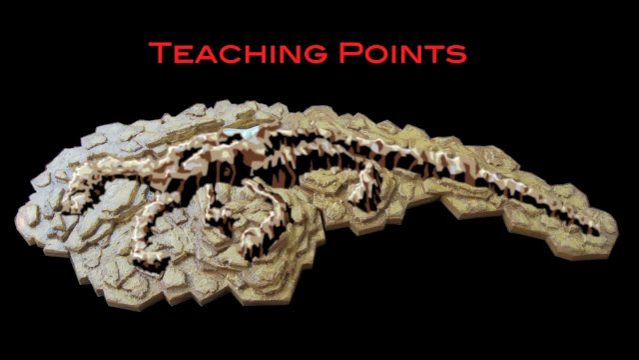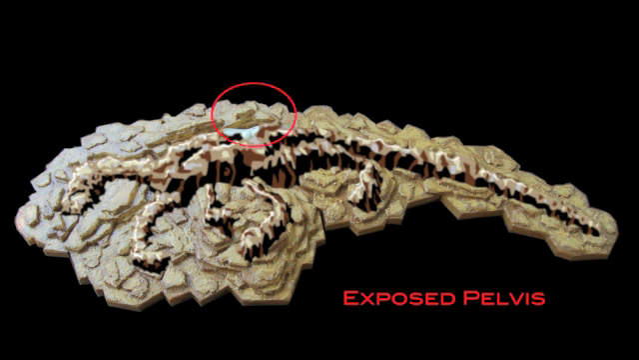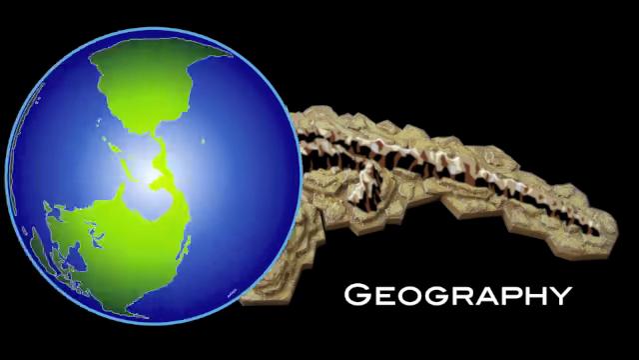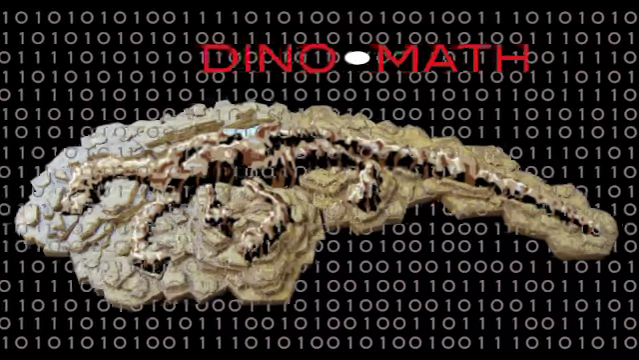Velociraptor. Teaching points. How are dinosaurs found? A bit of fossilized pelvis has weathered from the stone in the Gobi Desert. Geography. Where is the Gobi Desert? What other places have dinosaurs been found? How do fossils form?